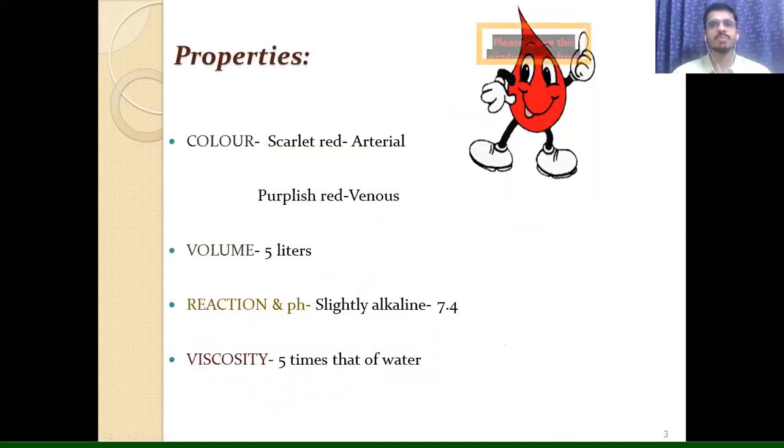Coming to the general properties of blood, it's scarlet red in color in case of arterial blood, and it is usually purplish red in color, which is known as the venous blood. In general, usually arterial blood contains oxygenated blood. An exception to this is the pulmonary artery, and venous blood carries deoxygenated blood. An exception to this is the pulmonary vein. The total volume of blood in the human body is about 5 liters, and it's an alkaline fluid with a viscosity which is 5 times that of water.